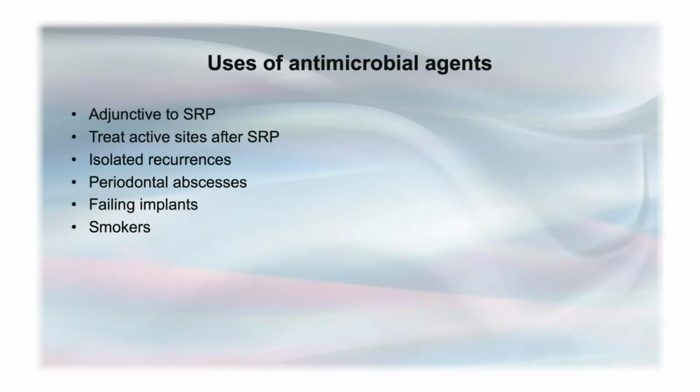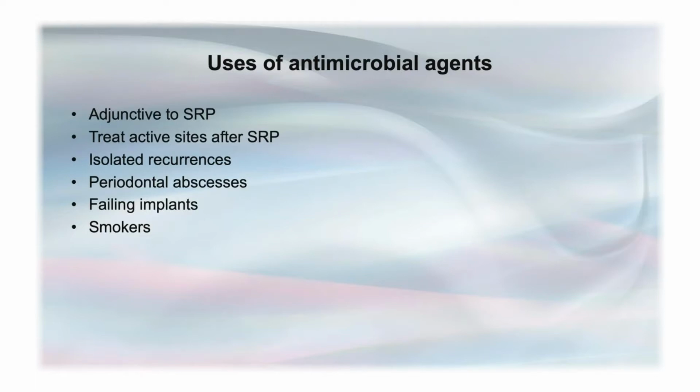What this is used for, it's in adjunction with scale and root planing. It's not if or, it's you need it with root planing. It's not, you can either have root planing or have this. You want to treat the active sites after root planing, several isolated areas. Sometimes you may root plane just different teeth. You know that you need a certain amount of teeth for the quadrants. Periodontal abscesses, it's great in areas like that. Implants that are failing, smokers that you use.